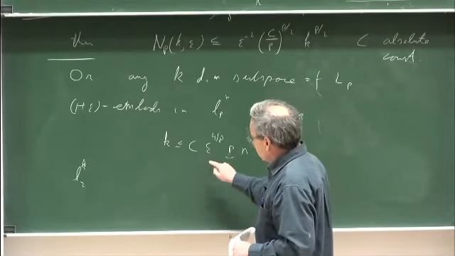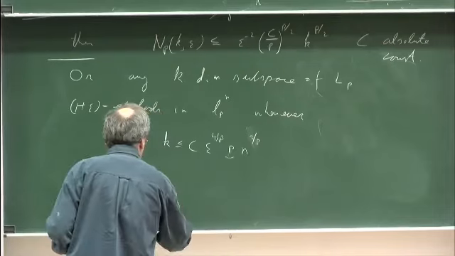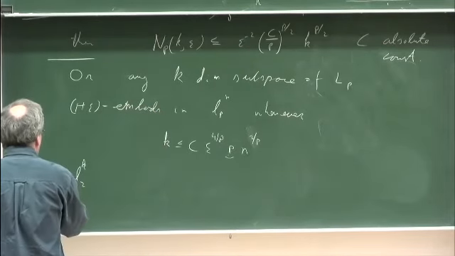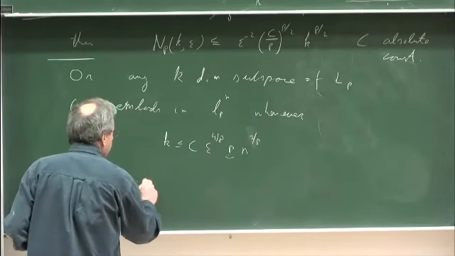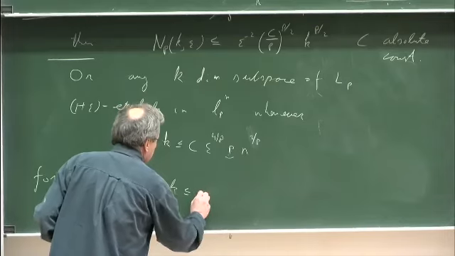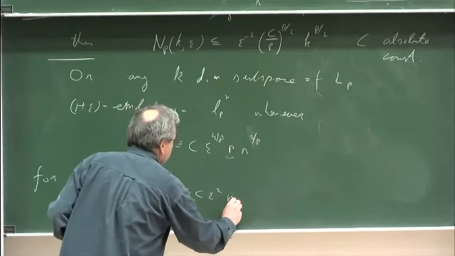Well, let me tell you what. So for L2 k, what was known was that something like that, a constant, epsilon square n to the 2 over p.